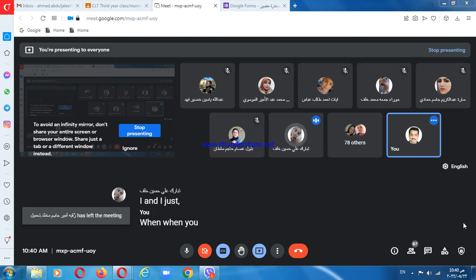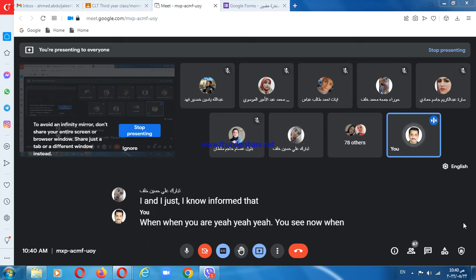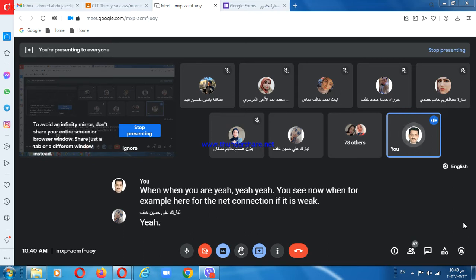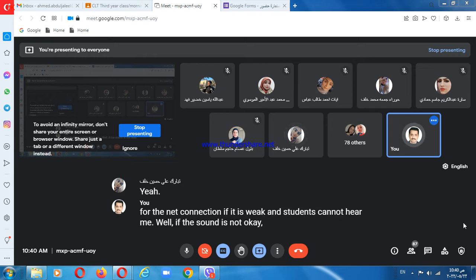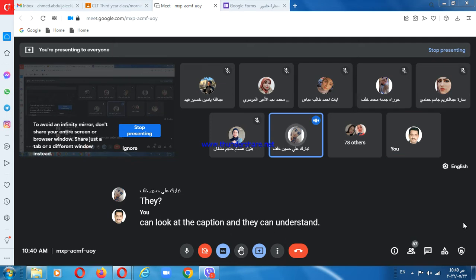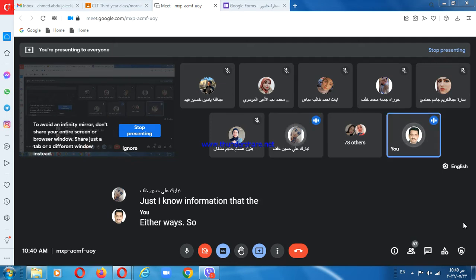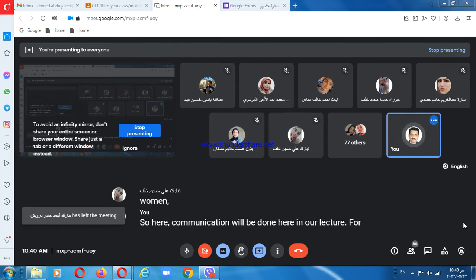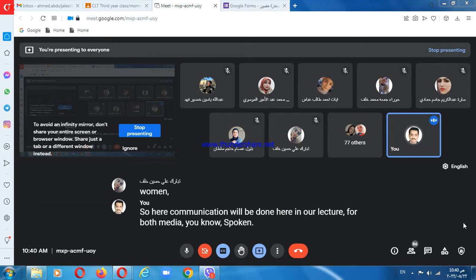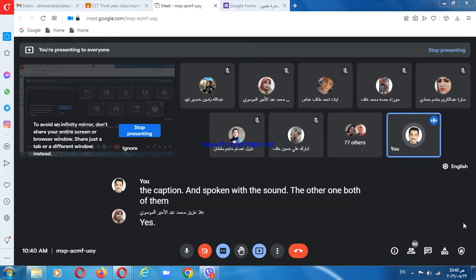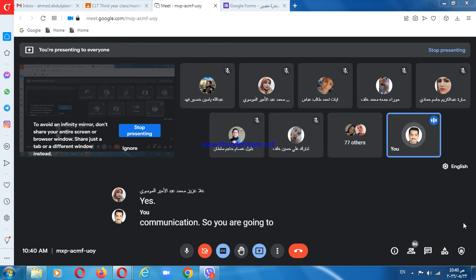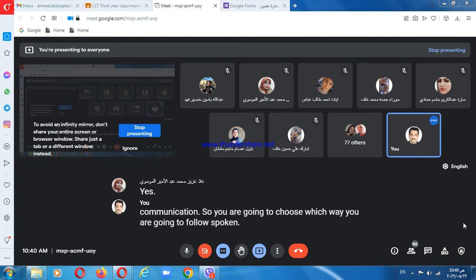For example, for the net connection, if it is weak and students cannot hear me well, if the sound is not okay, they can look at the caption and understand. Either way, we have communication. So here, communication is done in our lecture through both media, spoken and written: written with the caption and spoken with the sound. You got the point? Both of them achieve communication. So you choose which way you follow, spoken or written.